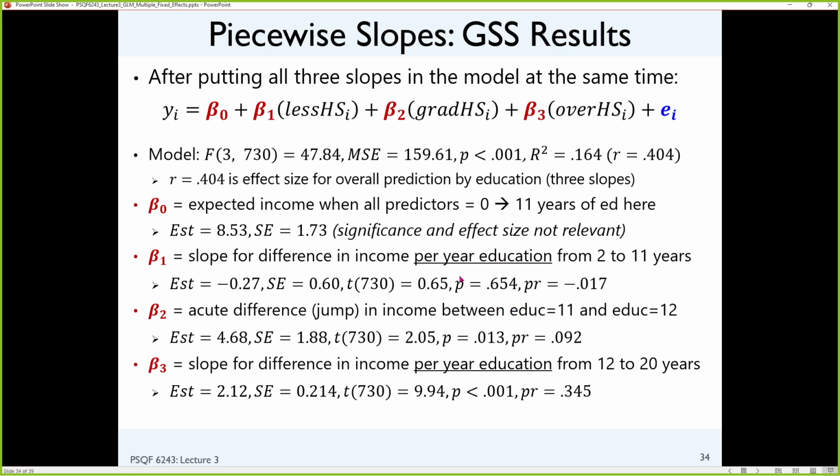So the story then changes a little bit as a function of these more specific results. So if I just ask you a blanket statement, is education related to income? You can't say yes or no. It depends. If you don't have a high school degree, no, education does not predict income. If you have a high school degree, yes. If you have more than a high school degree, yes.